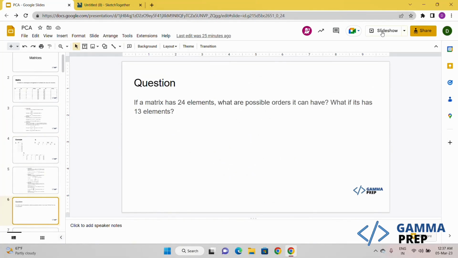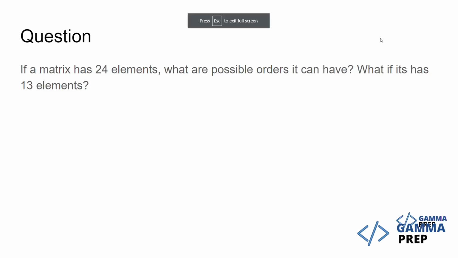Let's see a question. If a matrix has 24 elements, what are the possible orders it can have? What are orders? Orders are basically the shape of the matrix. So one order is 1 cross 2, the next order can be 2 cross 1. So if there are 24 elements, how many possible shapes can your matrix have? I'll give you a minute to think about it.